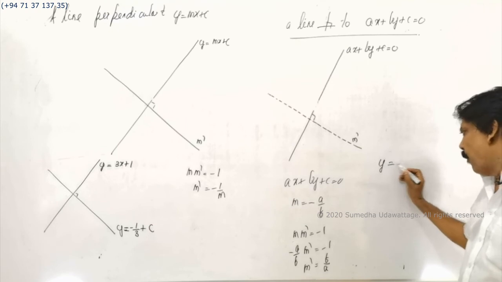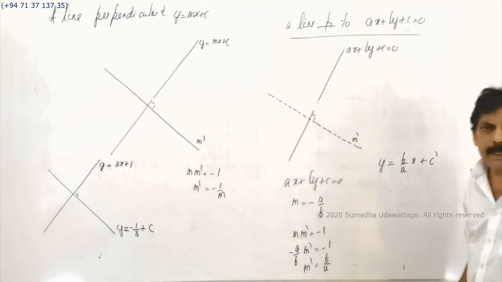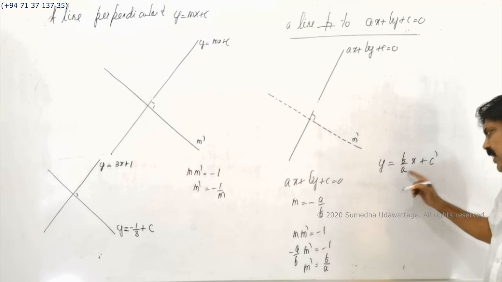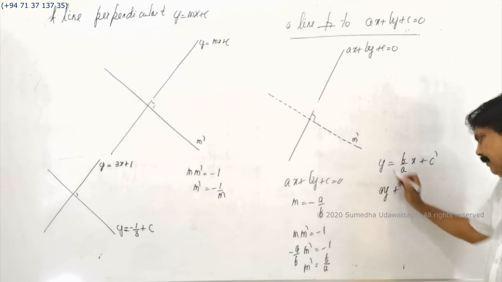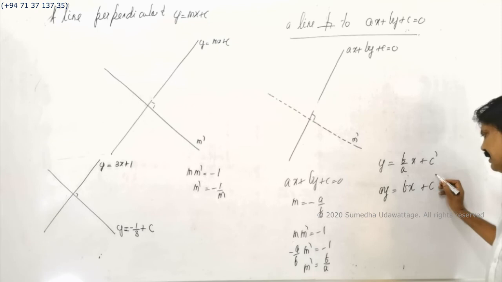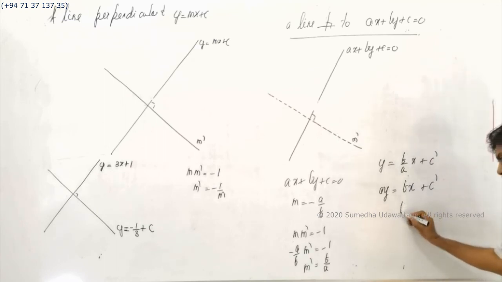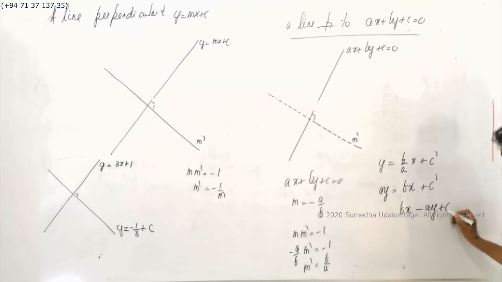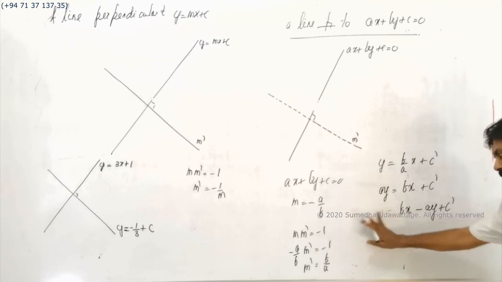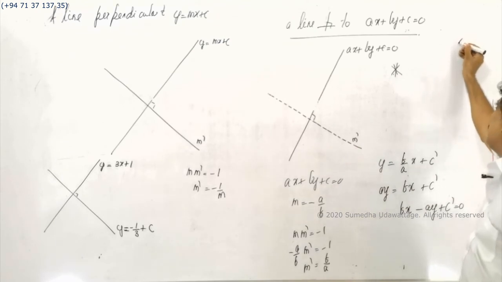It could be written in the form y = (b/a)x + c'. Then you multiply the complete equation by a, you get ay = bx + c'. Let this bx be here, ay brought this way: bx - ay + c' is equal to 0, either written here or else equal to 0 written here. This knowledge is easy, very easy, but important.